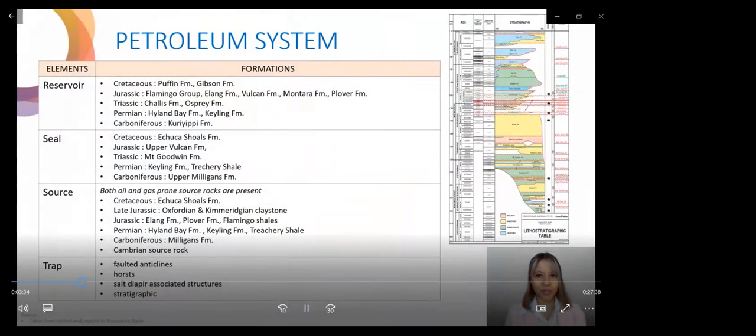Another thing that is important to know in order to understand the Bonaparte Basin background is, of course, the petroleum system. In this slide, we have a summary for each element compiled from hundreds of well reports. The elements compiled consist of reservoir, seal, source, and trap. The reservoirs can be within Cretaceous down to Carboniferous period, and so does the seal. As for the source rock, both oil and gas-prone source rock are present. Can be from Cretaceous down to even deeper formations such as Cambrian source rock. The trap may consist of faulted anticlines, horst. There's also some stratigraphic trap such as delta sand and salt diapir associated structures.